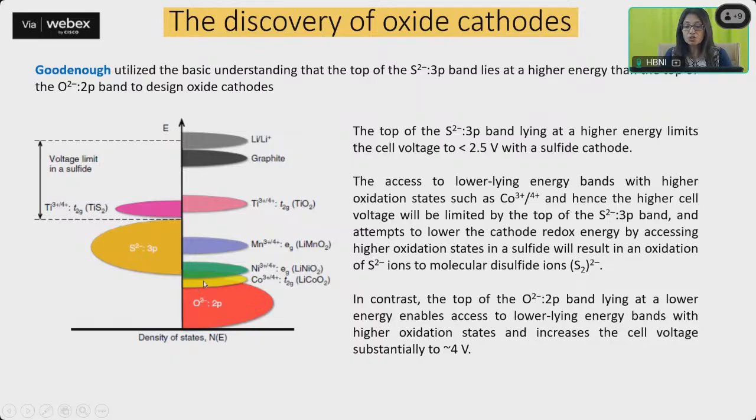Whereas if you move into the top of the oxide band, you have access to this much voltage. The top of this O2 minus 2p band lies at a lower energy and enables access to lower lying energy bands with higher oxidation states, and it increases the cell voltage substantially to 4 volts. So from 2.5 volts, you are moving directly to 4 volts.